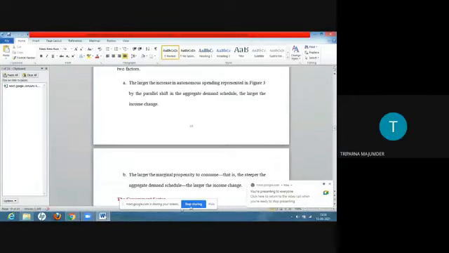Okay. The next day we will bring in the government sector and do the analysis of the multiplier.